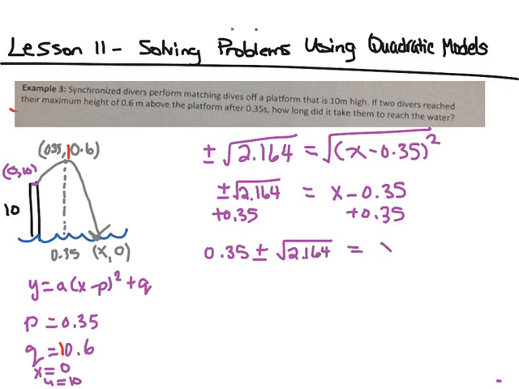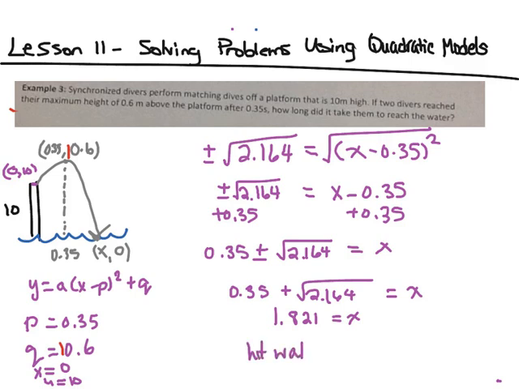Now obviously, if we subtract, that's not going to work. So we're only going to do the positive. So we're going to do 0.35 plus the root of 2.164, because you can't have a negative time. If you type this into your calculator, you should get 1.821 is equal to x. So the diver will hit the water at about 1.82 seconds after the jump. Any way you want to write that sentence.